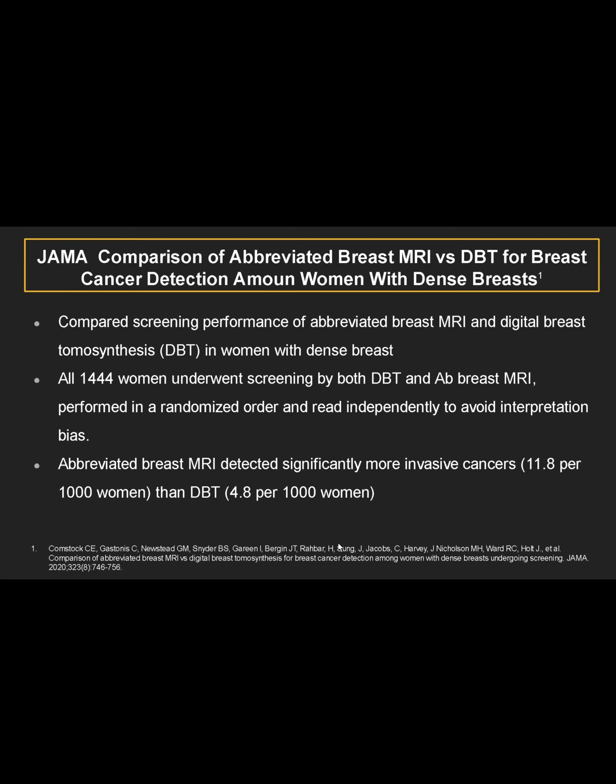by the other study. What this showed was that the abbreviated breast MRI found significantly more cancers. Now realize this is in the average risk woman, 11.8 per 1,000. There's no high risk or family history or anything that would make this woman high risk. Likewise, with digital breast tomosynthesis, 4.8 per 1,000 women were found to have cancer. This is the cancer detection rate of MRI in the average woman, versus digital breast tomosynthesis, in screening average women with no increased risk. And again, this was our study in the Journal of the AMA.